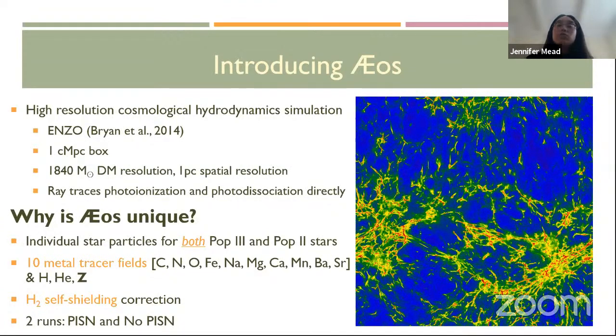Lastly, EOS has two runs. It has a pair instability run and a no pair instability run. So we implement pair instability supernovae for our Pop3 stars in the first run, and then we don't in the second run. So it's just core collapse supernovae.